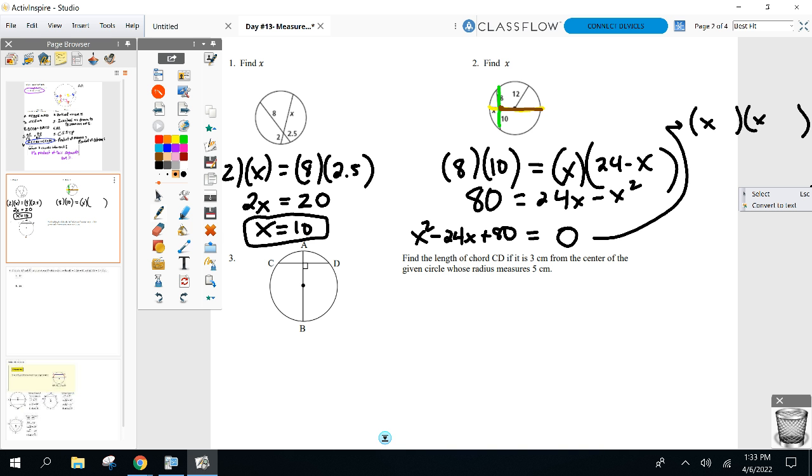I know 10 and 8 are the first ones that come to mind when you say multiply to 80, but that's not going to be 24. How about 2 and 40? No, that's silly. How about 1 and 80? I think 16 and 5 multiply to 80. Well, still not going to work.